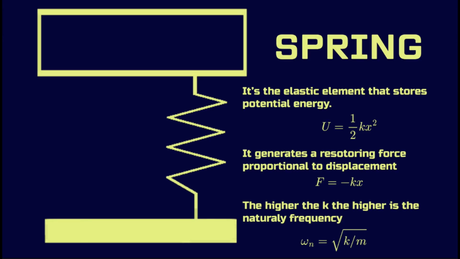Stiffness is the measure of a system's resistance to deformation, and its value changes from one spring to another depending on design parameters and material used. The higher the stiffness, the higher the natural frequency and the more a system will oscillate.